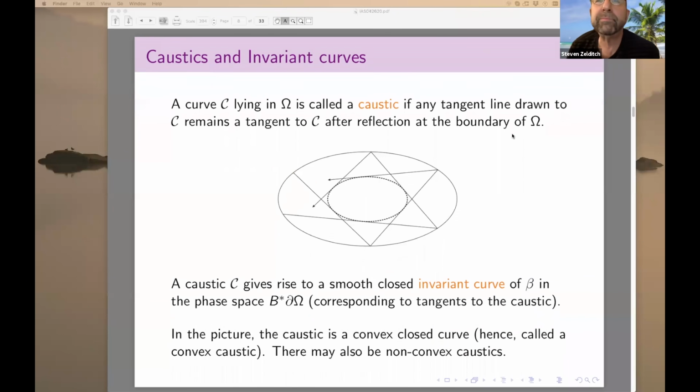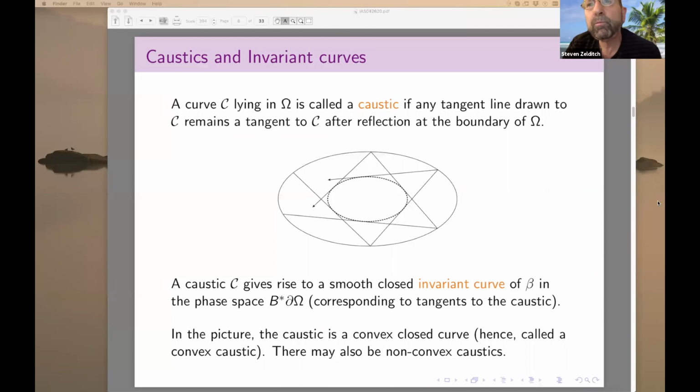A very important notion in billiards is a caustic. So I drew in this picture a convex caustic. A caustic is a curve lying inside the domain, so that if the billiard ball hits it tangentially, as in the picture here, then every time it bounces off, it continues to hit it tangentially.